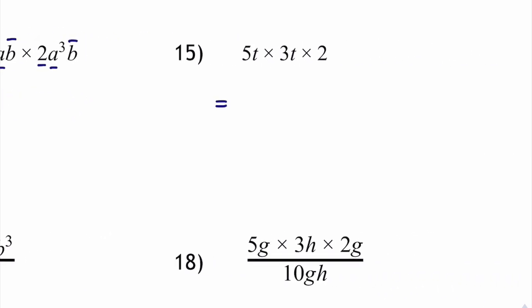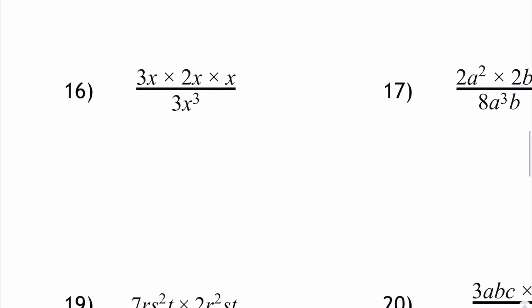Question 15. 5 multiplied by the 3, that's 15, and 15 multiplied by the 2, that's 30. And we've got a t and a t, so that's t squared. Question 16. Again, we can cancel here. We can cancel the 3 with that 3. We've got x cubed in the denominator, and we do have 3 x's in the numerator, so these 3 will cancel with these 3, just leaving me with the 2.